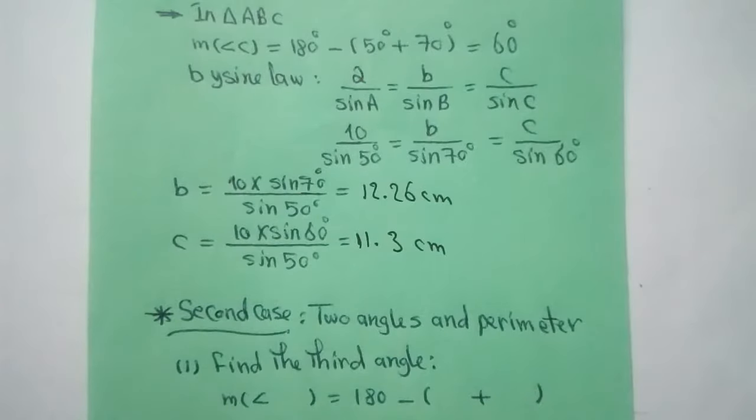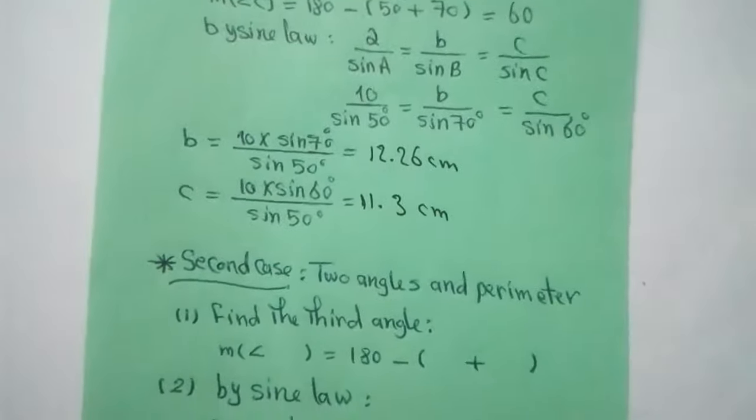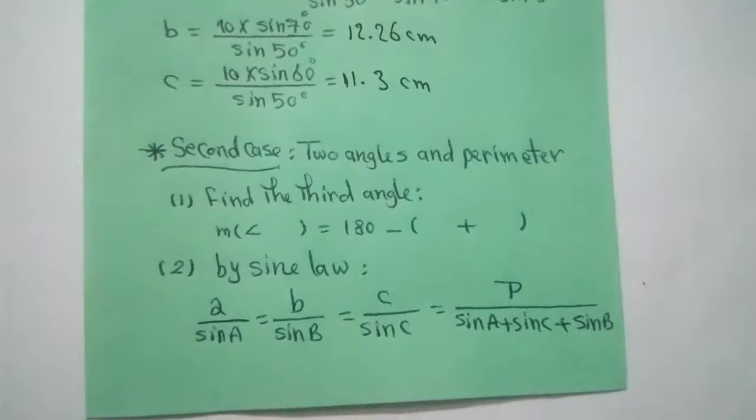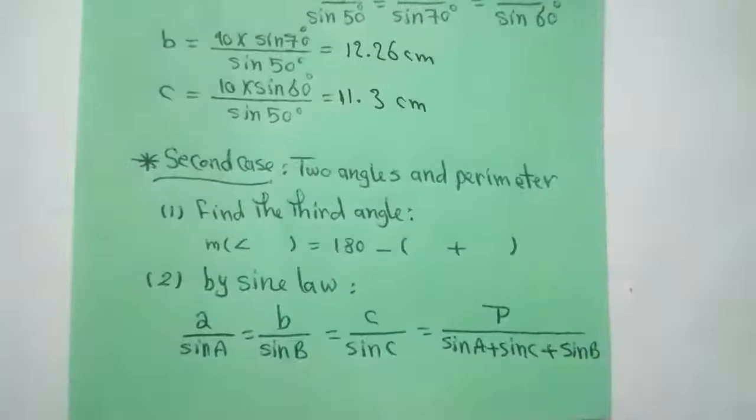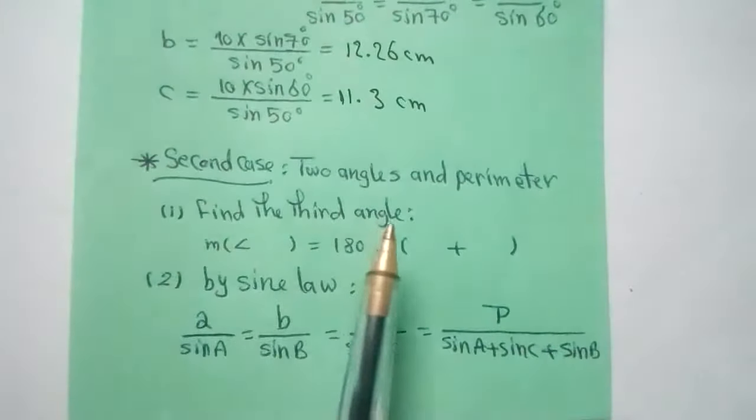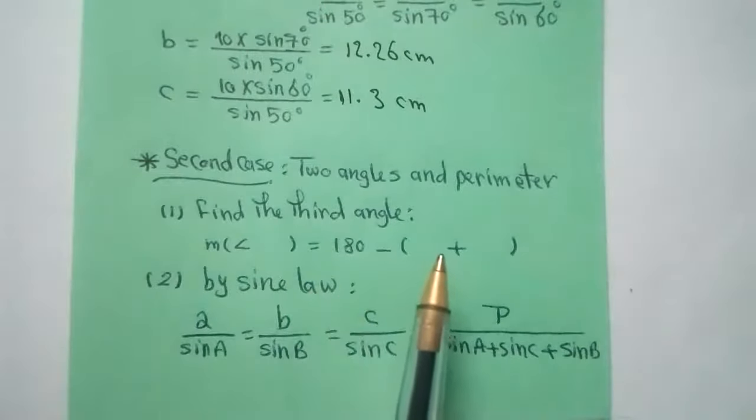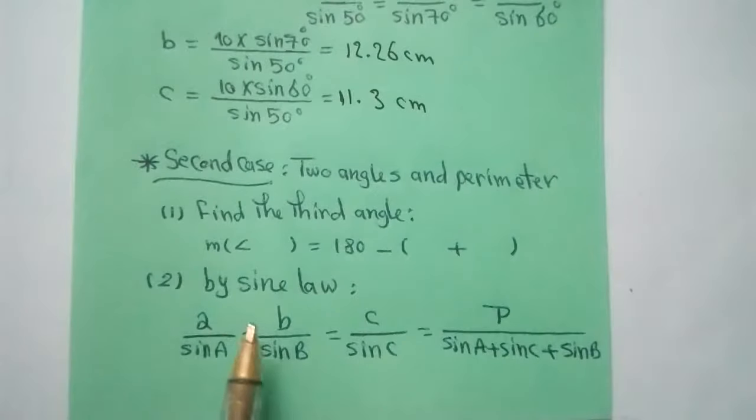The second case: it gives me two angles and the perimeter. We must find the third angle by the rule: measure of the angle equals 180 minus the sum of the two angles. By the sine law, a over sine A, b over sine B, c over sine C equals the perimeter over sine A plus sine B plus sine C.